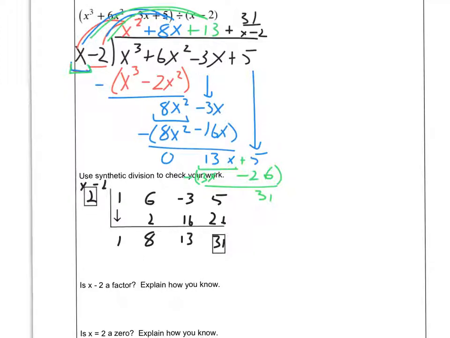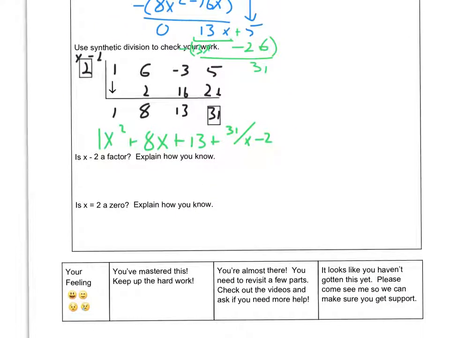And the last piece, if you're doing synthetic as the only way you're dividing, you absolutely must show me that this means 1x squared plus 8x plus 13 plus 31 over x minus 2. And just as a reminder, if you do synthetic division only, you cannot get full credit for this section, but you'll get like 8 out of 10 for that.